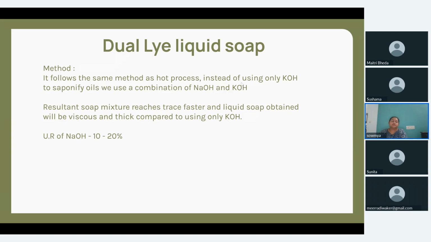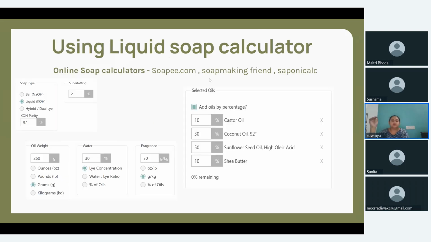There are calculators for calculating this dual lye soap. So I will share that with you. So this is the calculator. I have just posted a picture from the calculator that I have calculated. This one I have calculated using SaponiCal. You can use any of these three calculators: Soapy.com, Soap Making Friend, and SaponiCal. They all have the dual lye part in them, so it will be easier for you.